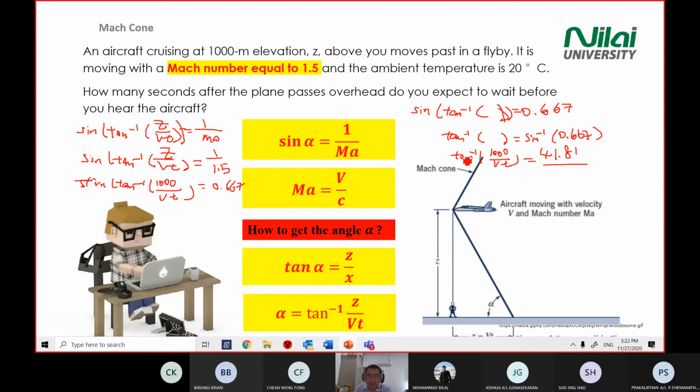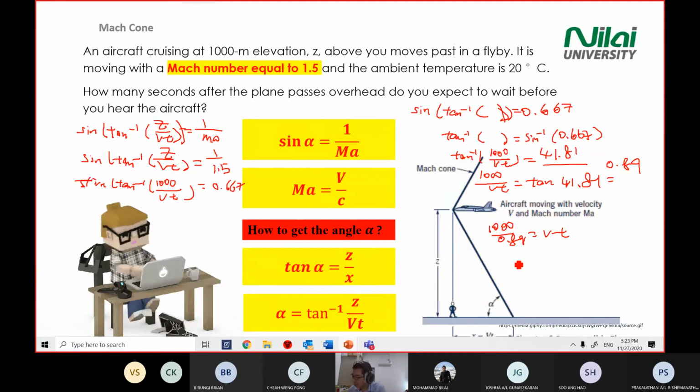Okay, again, put your tan to another side. Tangent of 41.81, you have 0.89. Okay, so here you only have V and t. 1000 over 0.89. So 1000 divided by 0.89 equal to Vt. So you have 1123.59 equal to Vt.